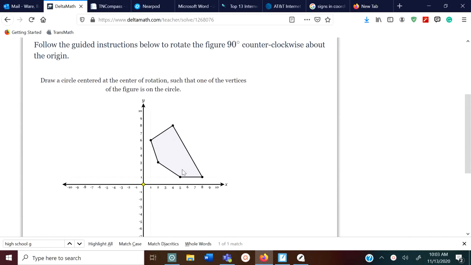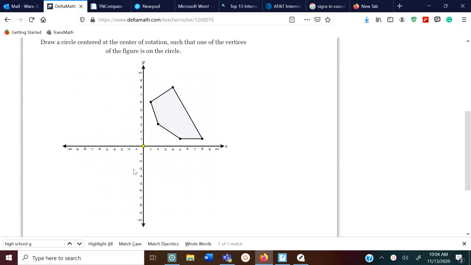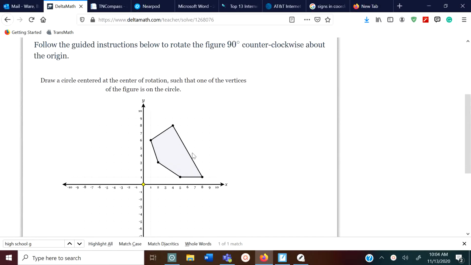We've got a flat figure here, and we want to do a rigid transformation. We're not changing the size of the figure, we're just moving it around on this coordinate plane, and what we want to do is rotate it around the origin. This yellow dot is the origin. In this particular exercise, it's going to guide you all the way through. If you mess up, you just come back and do it again. Here it says follow the guided instructions below to rotate the figure 90 degrees counterclockwise about the origin.